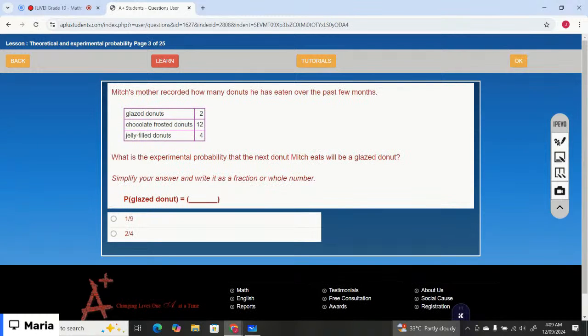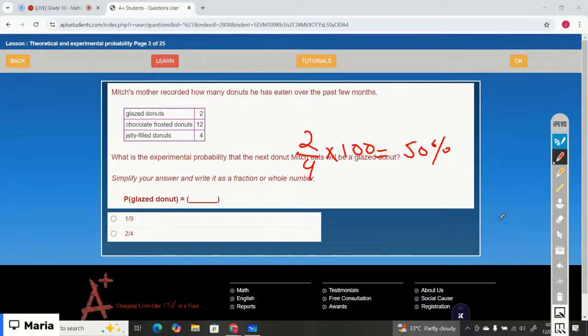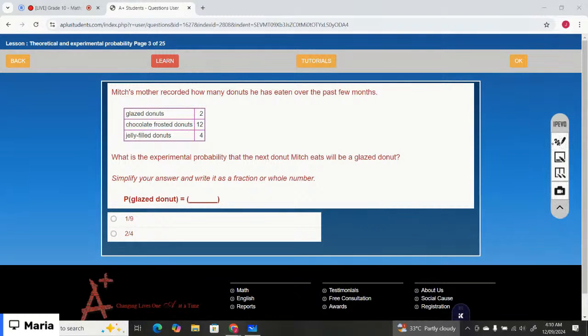Mitch's mother recorded how many donuts he has eaten over the past few months. What is the experimental probability that the next donut Mitch eats will be a glazed donut? Okay, so the total donuts are 18 and the glazed donuts were only 2. So that is 2 out of 18, right? So the correct option is 1 by 9. The probability of the glazed donut is 1 by 9. Option number 1 is the correct option.